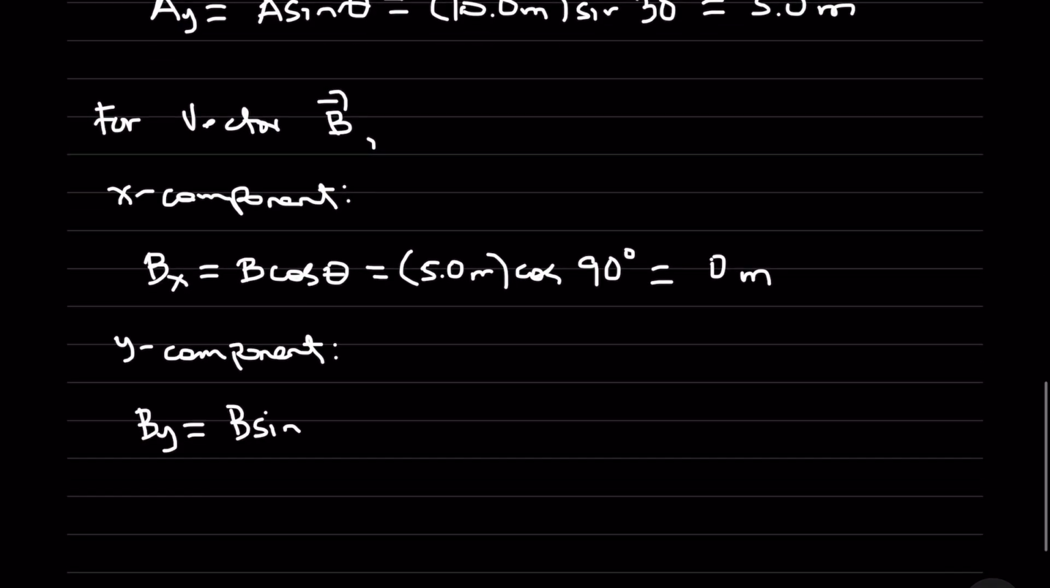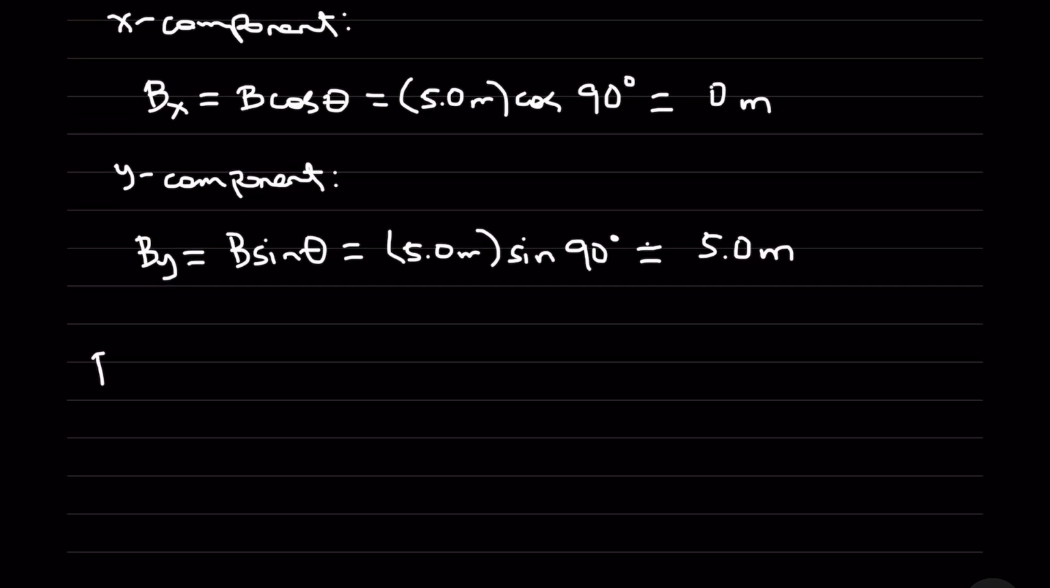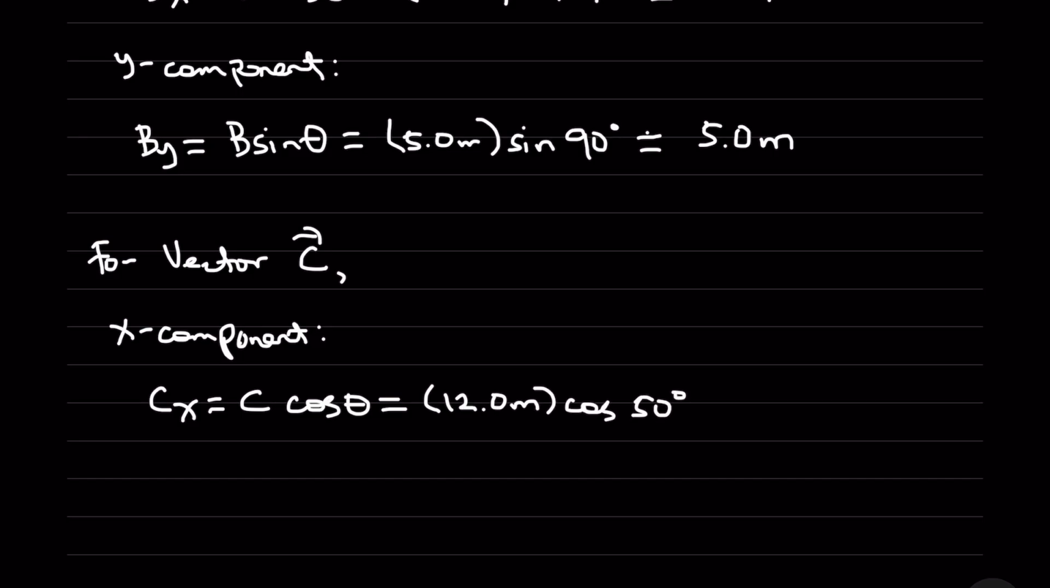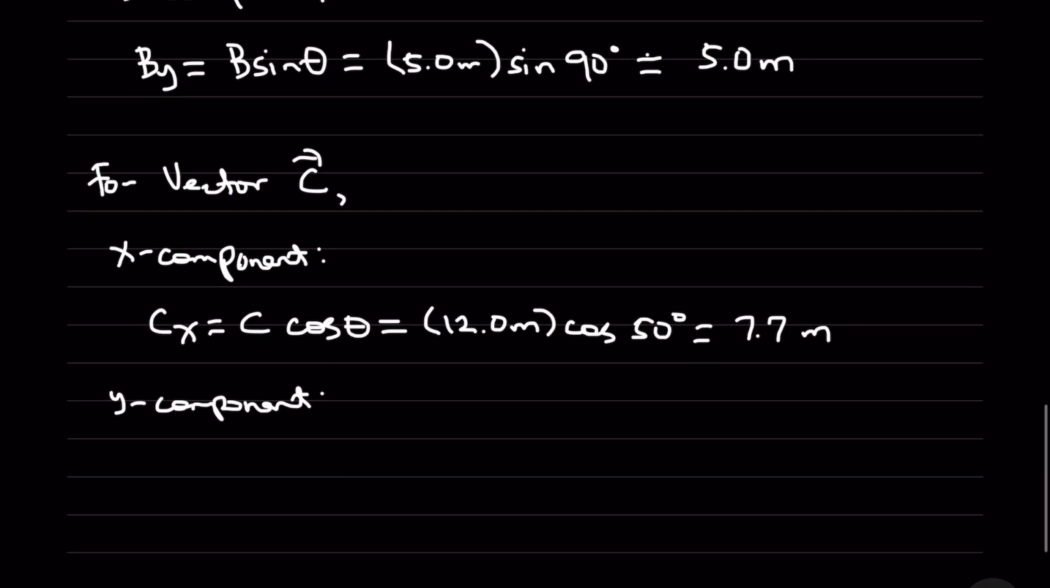For the x component of vector B, we take note that it is equal to 0 because vector B is directed to the north, so it doesn't have an x component, it is entirely y. So for vector C, we do the same thing. We use the cosine function for the x component and the sine function for the y component. We just have to substitute the values and use your scientific calculator.